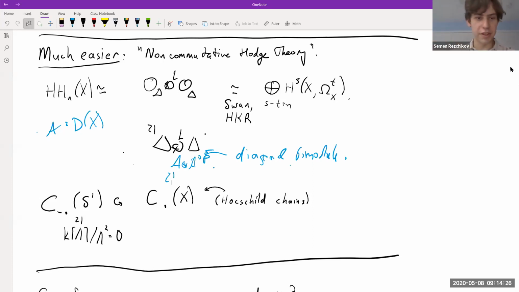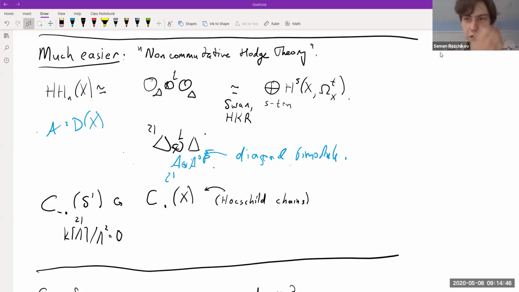So now there's an important observation due to Connes, that the chains on the circle act on Hochschild homology. So there's a circle action.